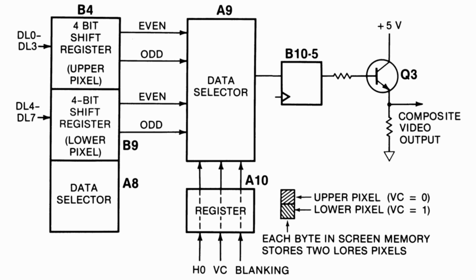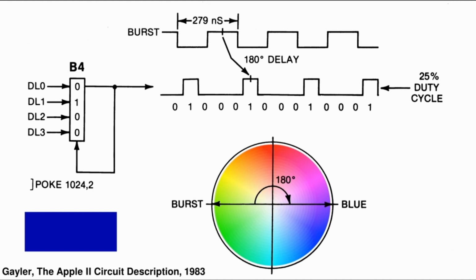These 2 4-bit numbers are fed into 2 4-bit shift registers that send the 4 bits out serially to the multiplexer A9, which decides whether to display the waveform for the top rectangle or the bottom one. As in text mode, the output of MUX A9 is fed through Q3 and out to the television. Let's look at Gaylor's illustration for the waveform of one specific low-res color.